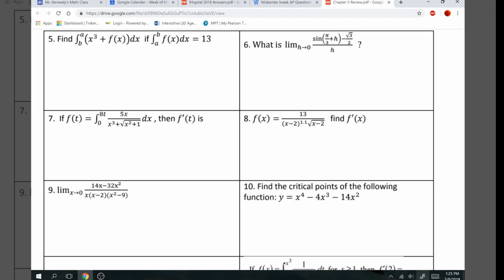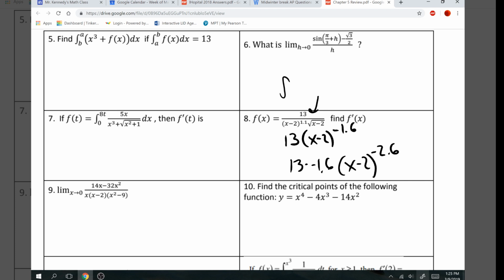Because you might look at this and be like, wow, this kind of looks like inverse secant. But no. If you integrate something that kind of looks like this, you'd get inverse secant, but this is a derivative. So this is something completely different. If you just rewrite this as 13 times x minus 2 to some power, where you combine the powers on the bottom, 0.5 and 1.1, and you get negative 1.6, then this is a really, really easy question. It's 13 times negative 1.6 times x minus 2 to the negative 2.6.